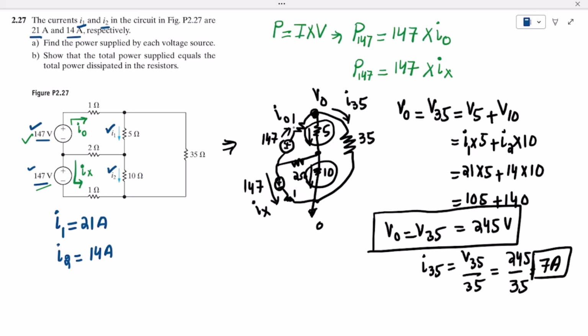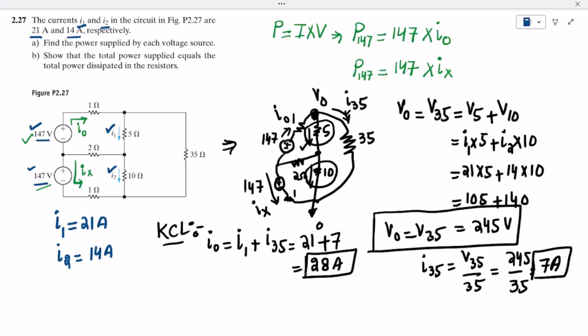Now, to find the value of I0, we can see that this is the node: I0 is coming towards this node and then splitting into this current and this current. Applying KCL at node V0, I0 is equal to I1 plus I35. Putting in values, I1 is 21 plus I35 is 7, so the value of I0 is 28 amperes. This value is known.